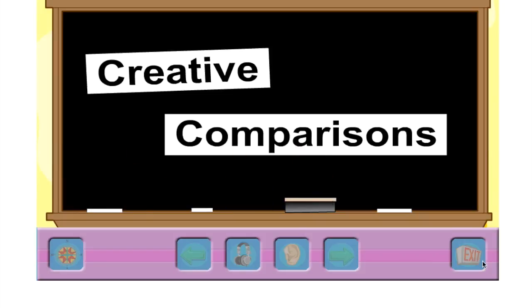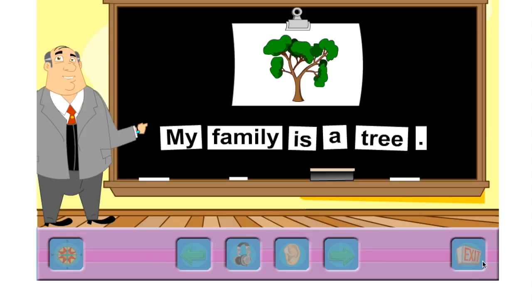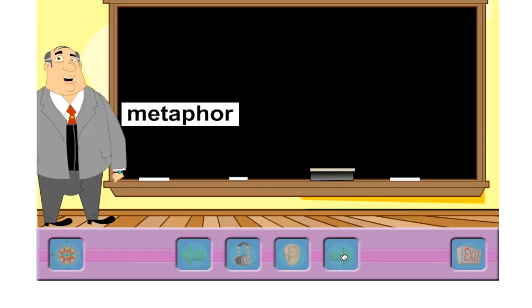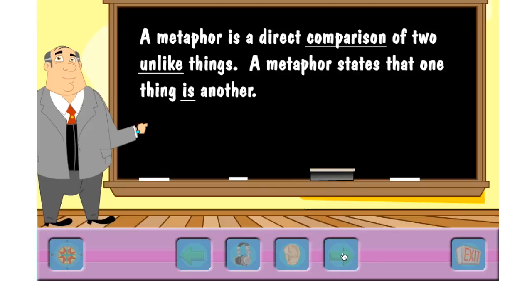Creative comparisons. My family is a tree. Allow me to explain. In order to understand my statement, we need to learn about a type of figurative language called a metaphor. By understanding metaphor, we can understand one of the tricks writers and poets use to make their writing more original and more interesting. Knowing about metaphors can also help you with your writing. A metaphor is a direct comparison of two unlike things. A metaphor states that one thing is another.